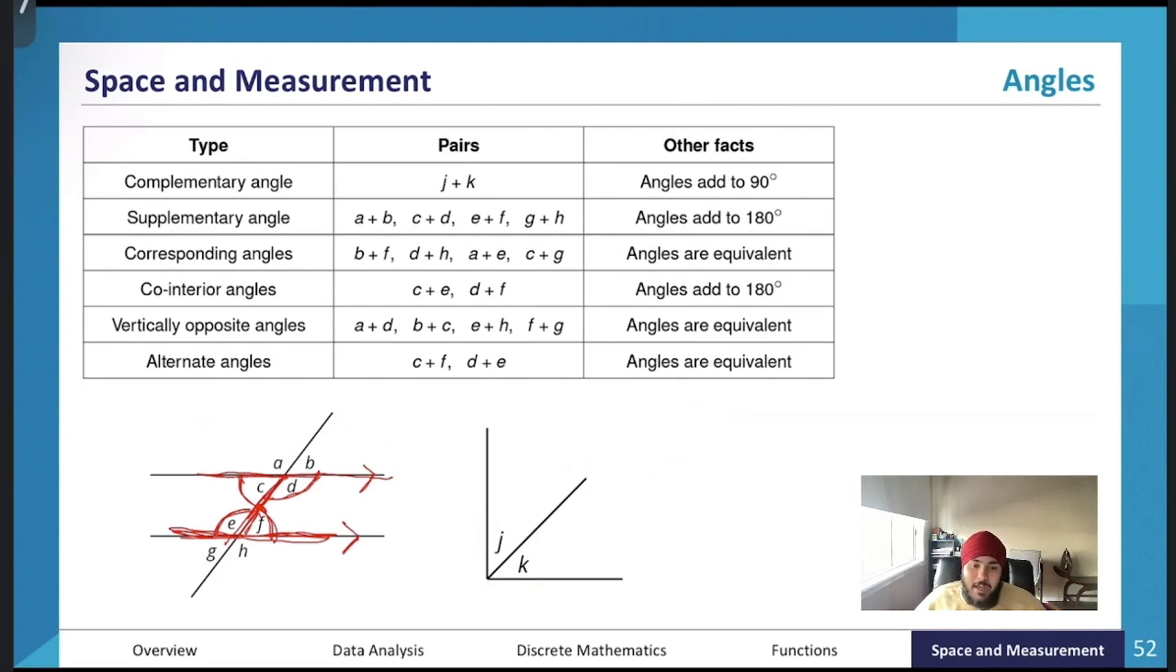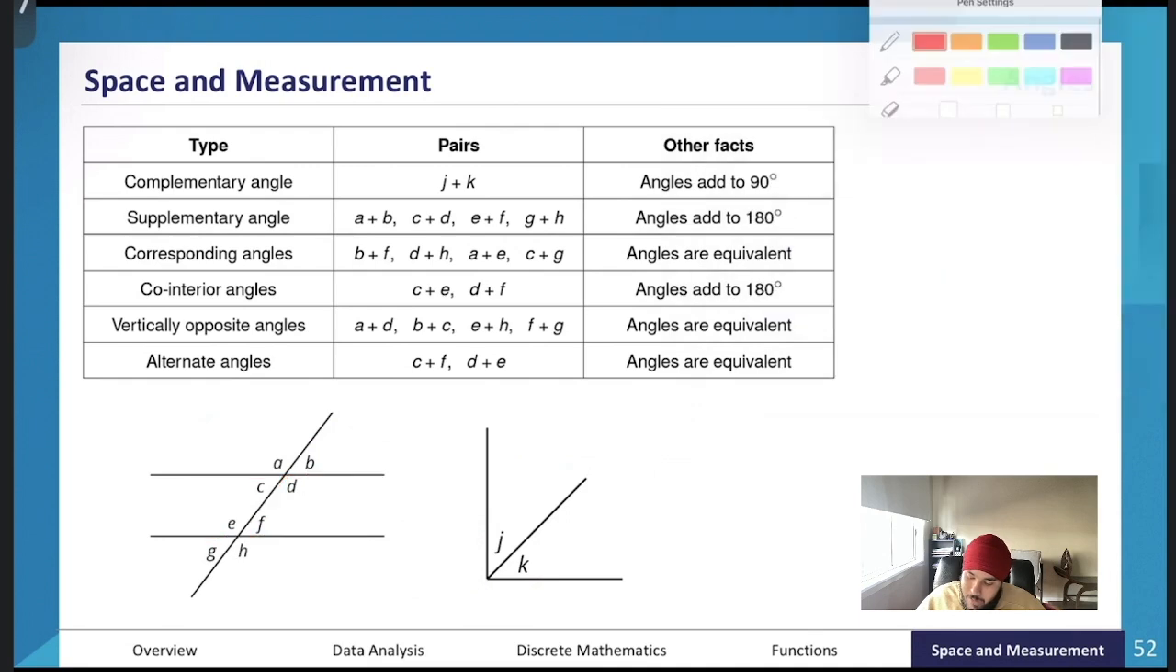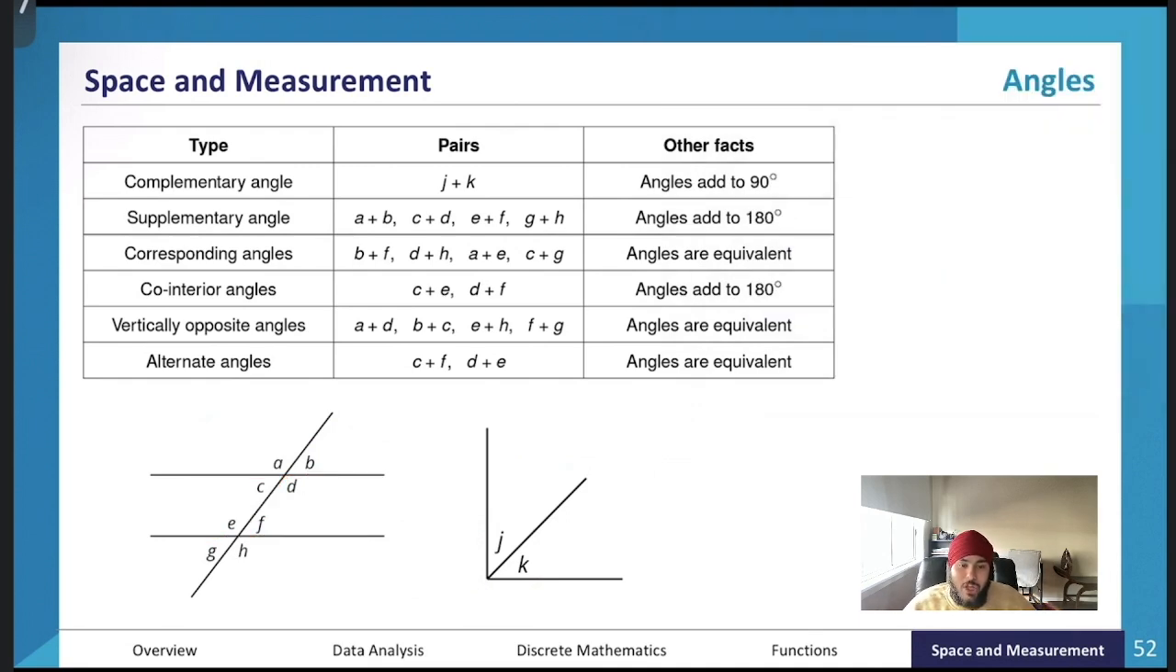Next, we have vertically opposite angles. So vertically opposite angles are basically angles in which you have two lines crossing each other. Okay, so whenever you have two lines crossing each other, the angles that are directly opposite each other in that cross. So whenever you see a cross, the angles that are opposite to each other inside that cross are the same. They're always the same. So B is equal to C. A is equal to D. E is equal to H. Anytime you see a cross, the angles that are opposite to each other in that cross are the same.